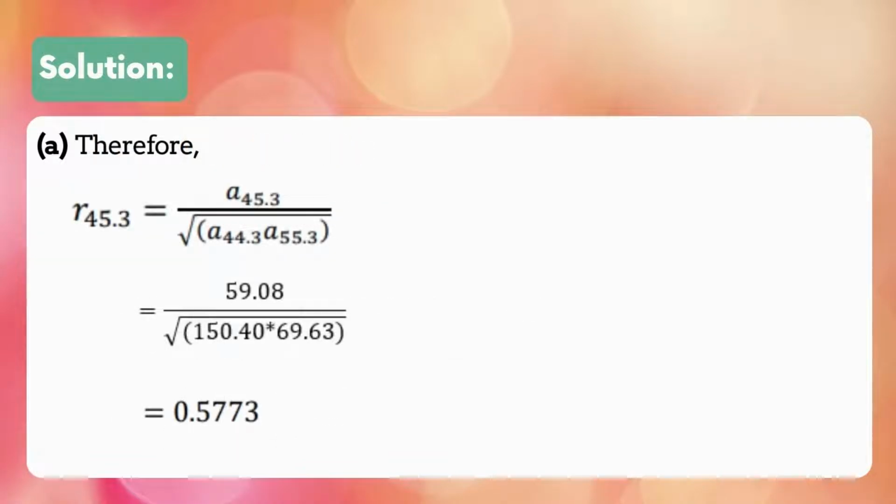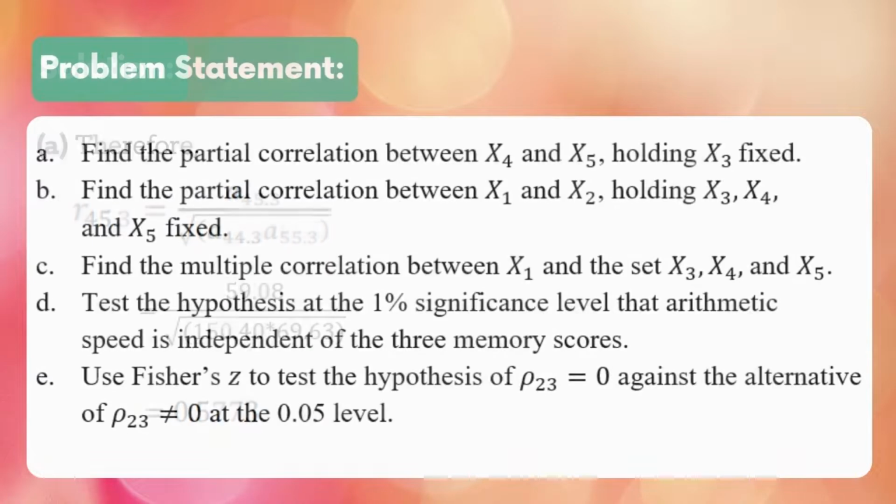Therefore, to obtain the partial correlation between x4 and x5 holding x3 fixed, we obtain the ratio of a45.3 with the square root of the product of a44.3 and a55.3. Hence, we have 59.08 divided by the square root of 150.40 times 69.63. This is equal to 0.5773.